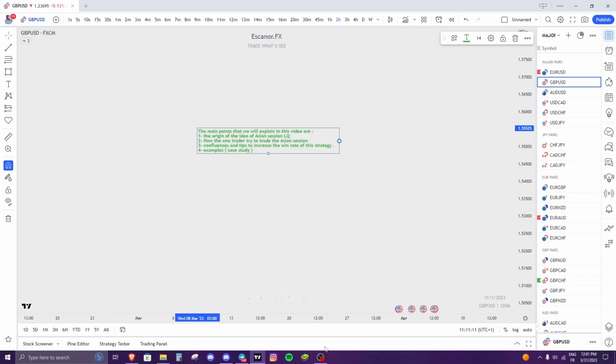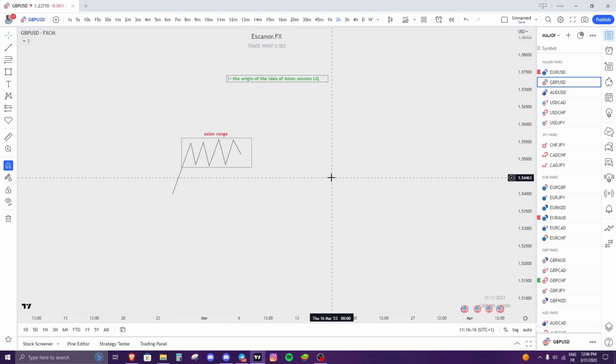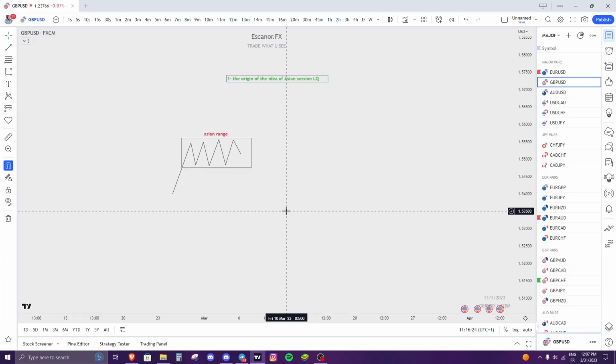So the origin of the idea of SCN session liquidity, and why smart money traders consider the high and low as a point of liquidity. The origin of this idea comes from an indicator or a strategy. Retail traders use this strategy. I was one of the retail traders in the past years, and I used this strategy.